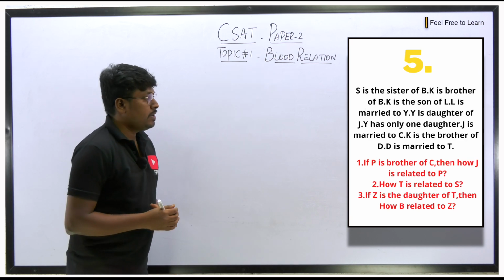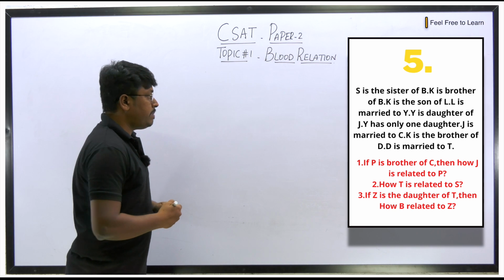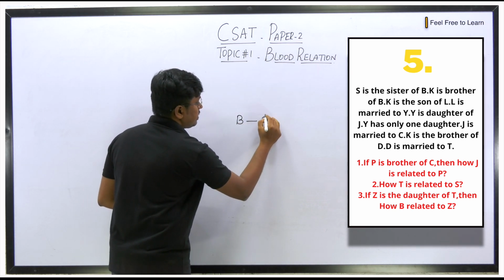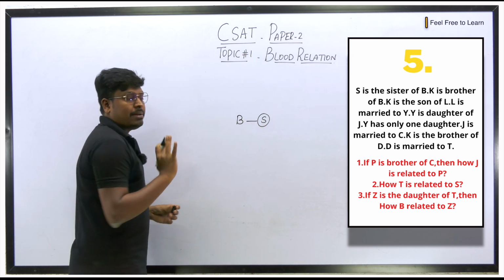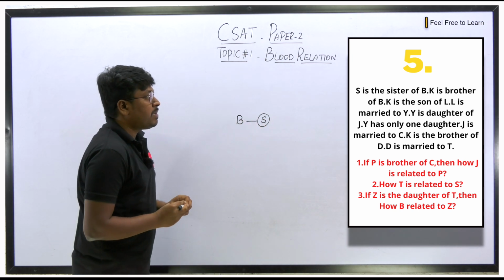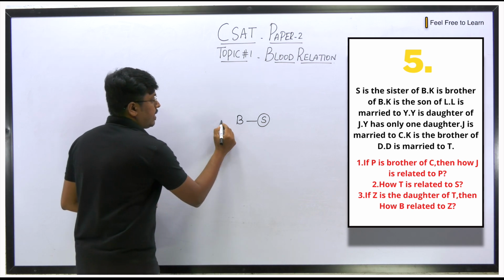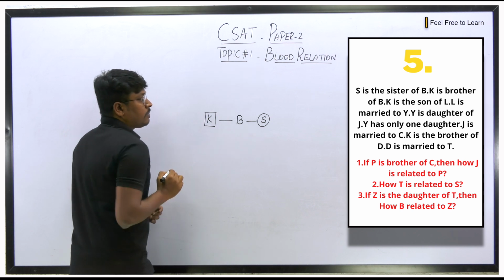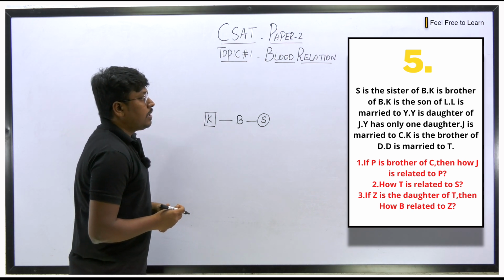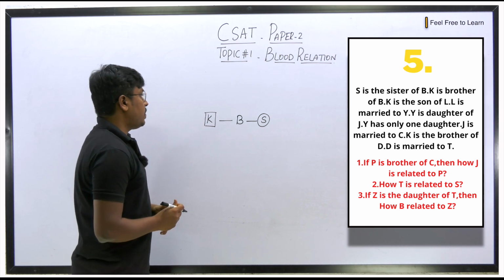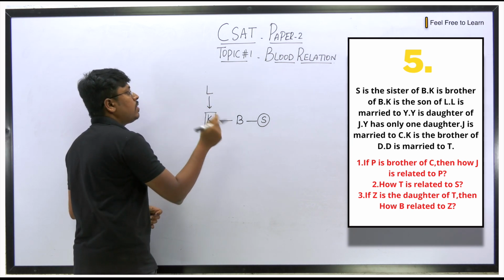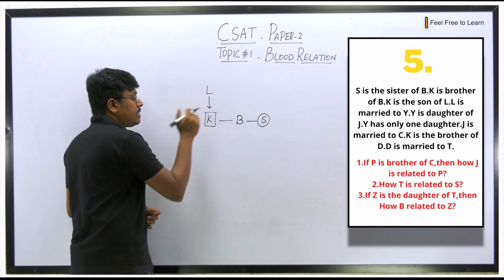Question number 5. So S is the sister of B. So B's sister is S, right? S is a sister, so a female person. Got it? So K is brother of B. So B's brother is K. So B is having a brother, that is K. So second point, K is the son of L. So L's son is K. So we already know that K is the male person.